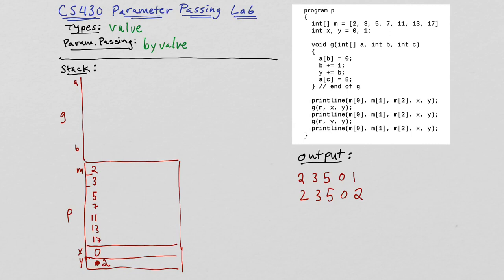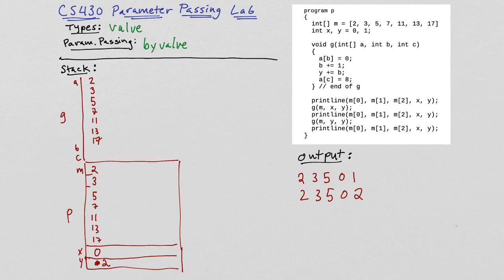We're copying again M in for A, so we get 2, 3, 5, 7, 11, 13, 17. Again, that was just copying these values up into here. And by the way, we're seeing one of the downsides of pass by value, right? I keep passing this array up and down every time I call G. And this is why it's not necessarily the most efficient solution, because I have to copy large amounts of data to make this call.